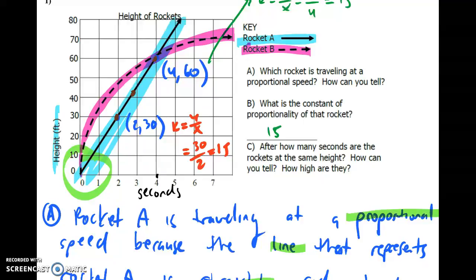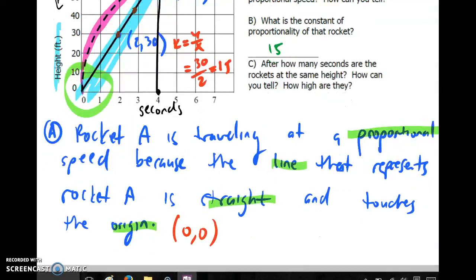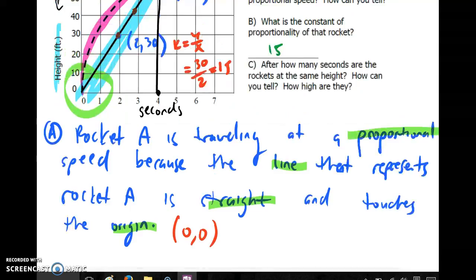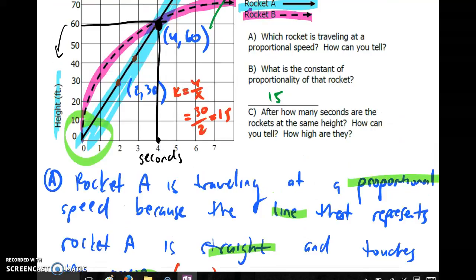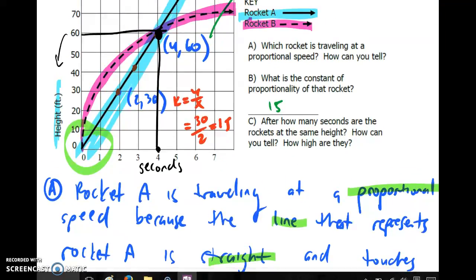Alright, so at 4 seconds, if you look closely on the graph, the two graphs meet. So that means at 4 seconds the rockets are both at 60 feet. And we can tell because that's where the two graphs meet. Our explanation for C could be: the rockets are the same height at 4 seconds, and they are 60 feet high. And we could tell by finding where the two graphs meet, which is that point right there.